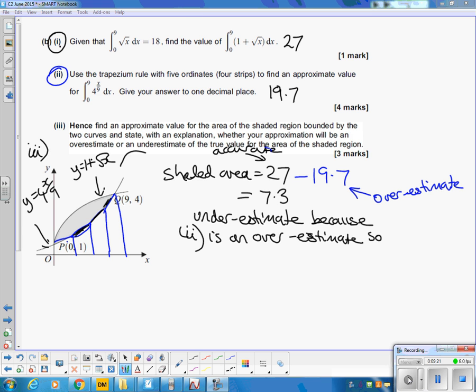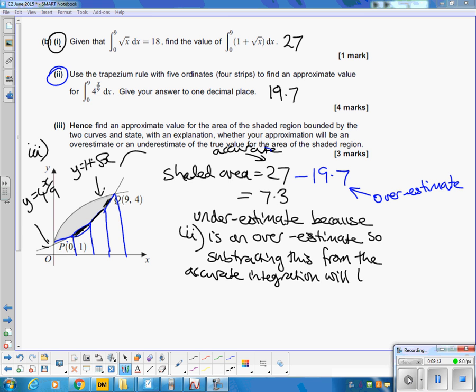so subtracting this from the accurate integration will lead to an underestimate. Okay? If you're not sure how to write something, a nice clear diagram also helps and could help you gain some marks in the exam.